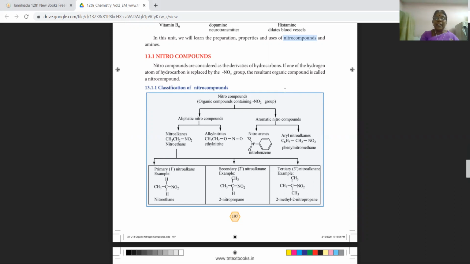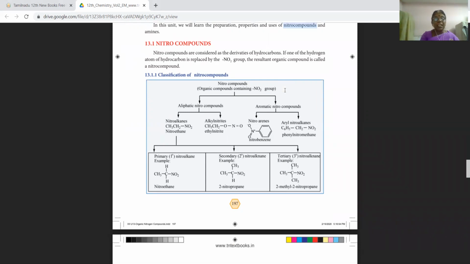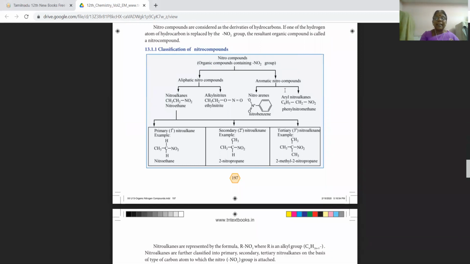And further, in aliphatic nitro compounds, nitroalkanes and alkyl nitrites are there, out of which the nitroalkanes are again divided into primary nitroalkane, secondary nitroalkane, and tertiary nitroalkane. Primary nitroalkane means the functional group is attached to a carbon that in turn is attached to only one carbon, that is called primary. And for that, the example is nitroethane. And the secondary one is where the functional group, NO2, is attached to a carbon, and that carbon in turn is attached to two more carbons, that is called secondary. And for that, the example is 2-nitropropane.